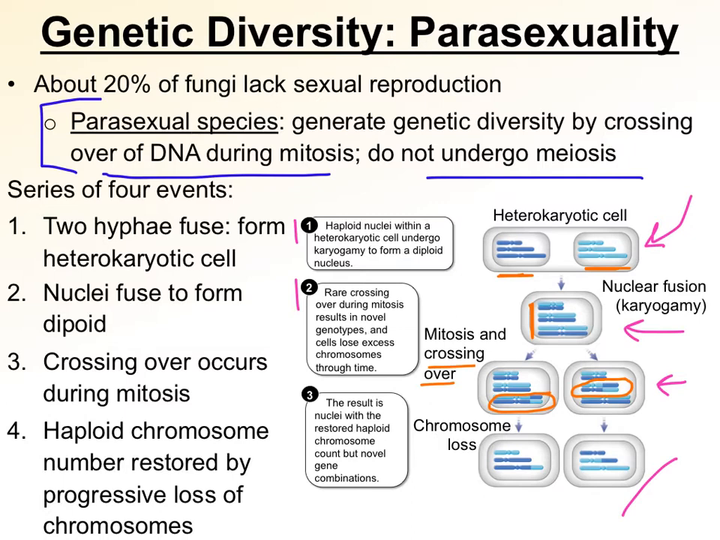You still see them here, right? This one is a new combination. This one's a new combination. And then they restore the original chromosome number through mechanisms that I don't believe are fully understood at this point. But you'll see that there is no meiosis happening, yet they still are able to gain diversity and restore the haploid state.